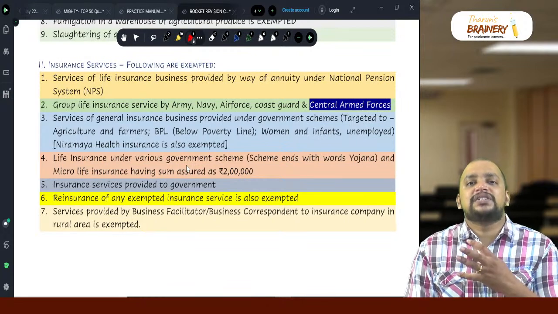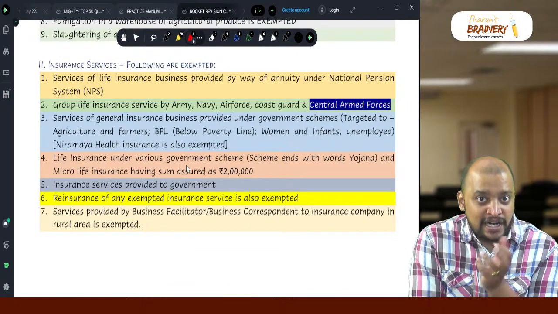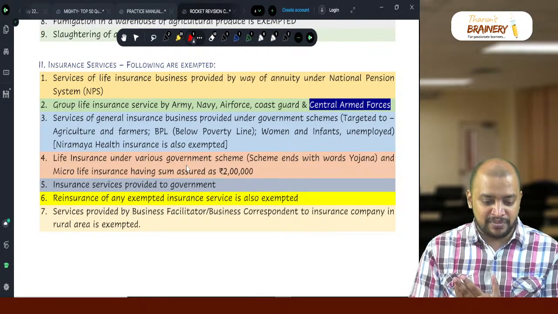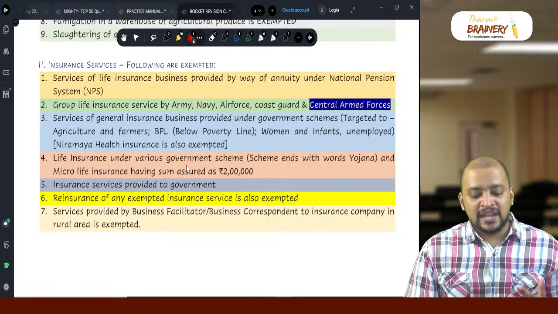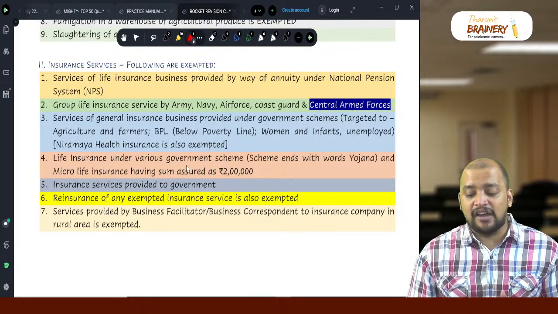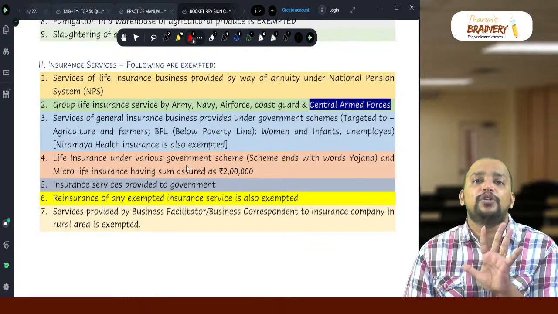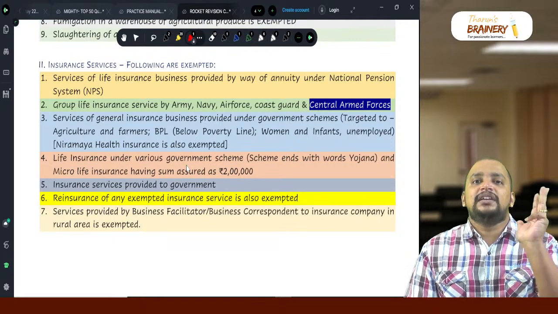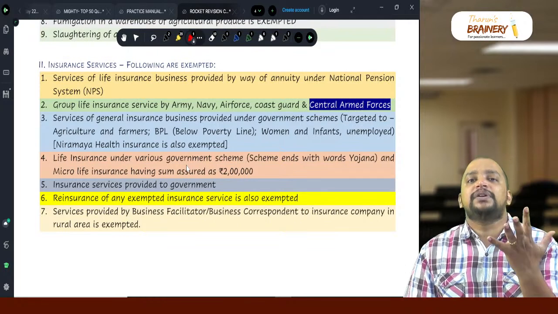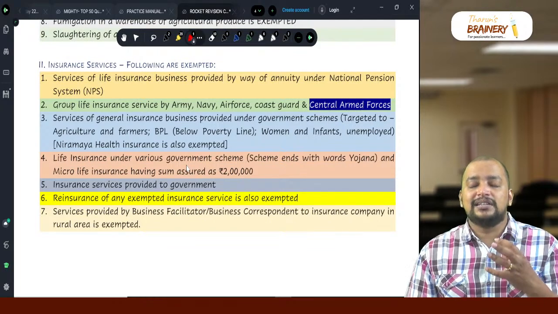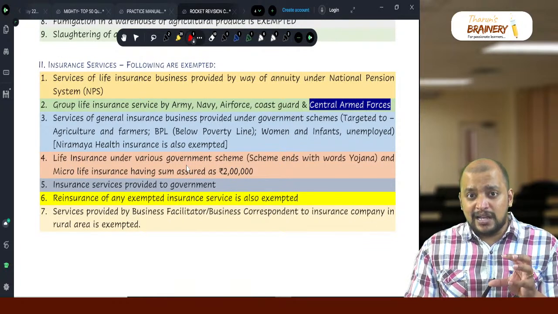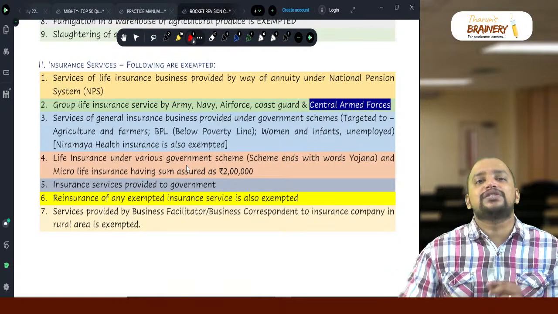Under NPS Trust, if there is any life insurance service provided for which any amount is collected, that amount collected by the NPS Trust is exempted. Then next, group life insurance by Army, Navy, Air Force, Coast Guard and Central Armed Police Forces. These five forces will be receiving group insurance, and there will be a group insurance fund for them. Every month some amount will be collected towards the group insurance fund.